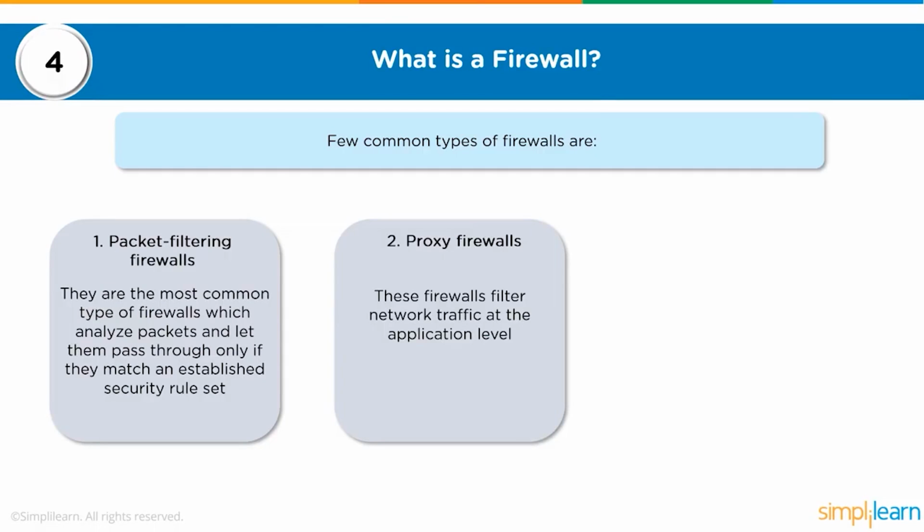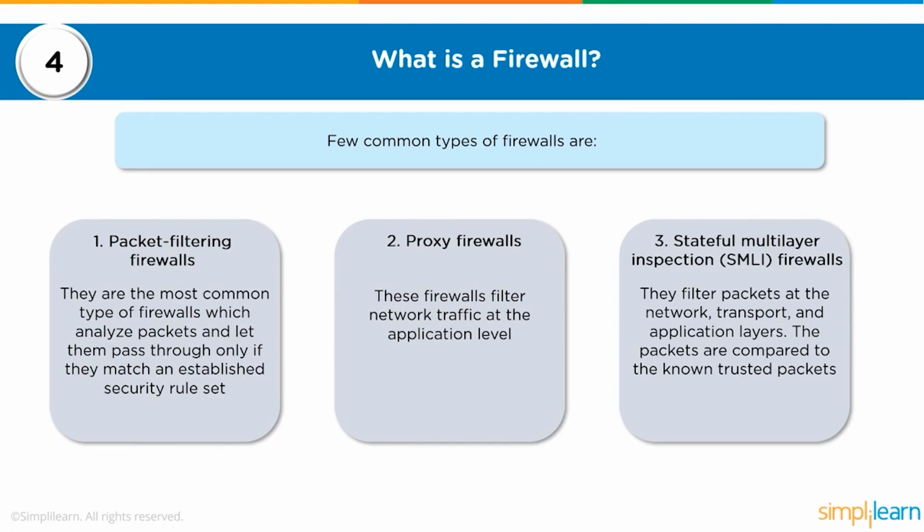The second type is a proxy firewall. These firewalls filter network traffic at the application level. So when you say application level, they work at layer 7 of the OSI model. Packet filtering firewalls, since we have mentioned that they work on IP addressing and port numbers, will work on the network layer of the OSI model, and also on the transport layer, because they also look at protocols. Proxy firewalls will work at layer 7, which is the application layer of the OSI model, and will deal with application level protocols such as HTTP, HTTPS, FTP, SMTP, and so on and so forth.